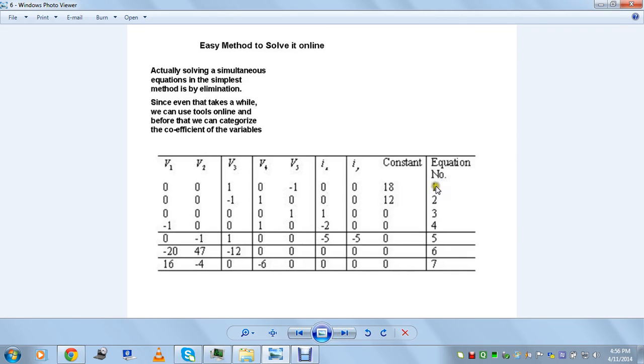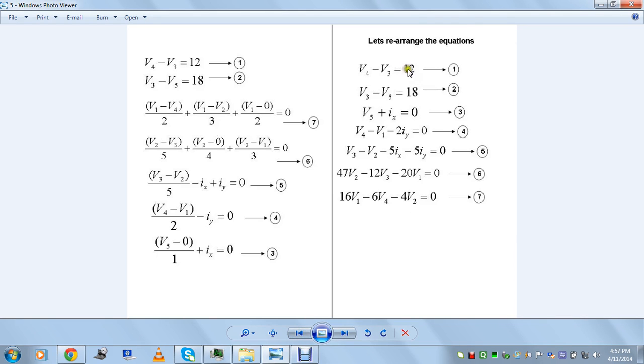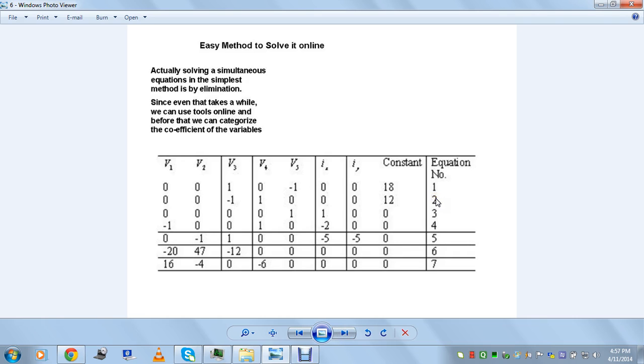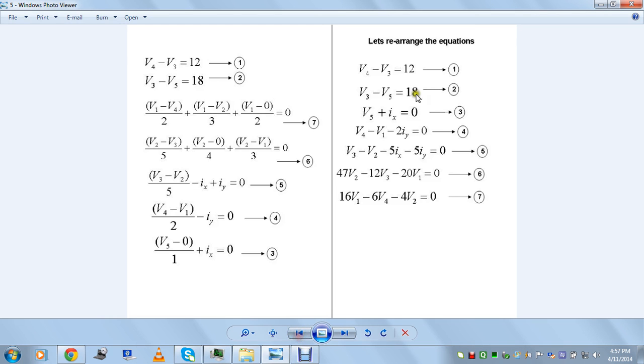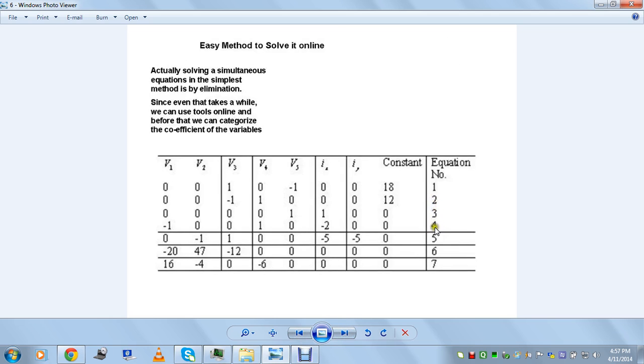At this point I had made a small mistake: it is actually equation number 2, and equation number 1 is written at the bottom, which has a constant of 12. You see the constant is 12, for which only V4 and V3 exist. So this is actually equation number 2: V4 minus V3 is equal to 12. This first equation is written in the table as the second equation. The other things remain the same.